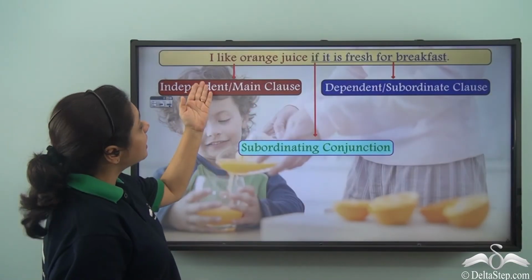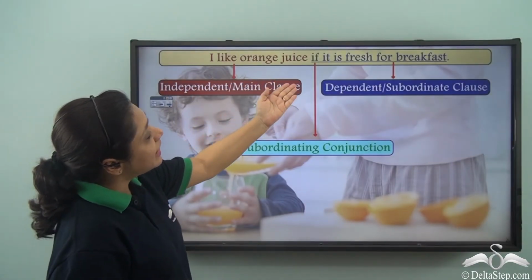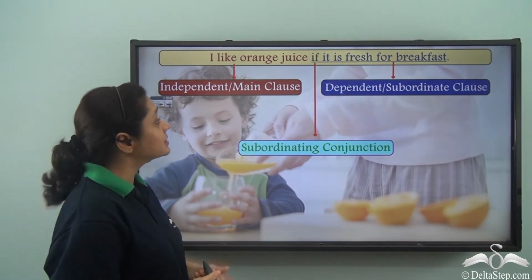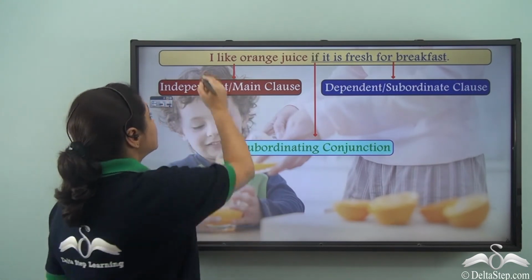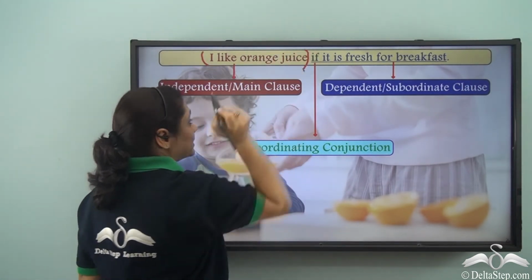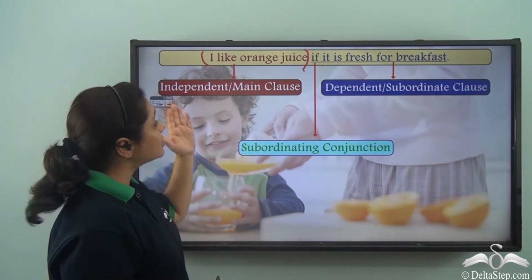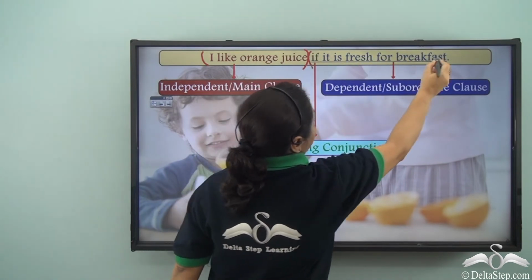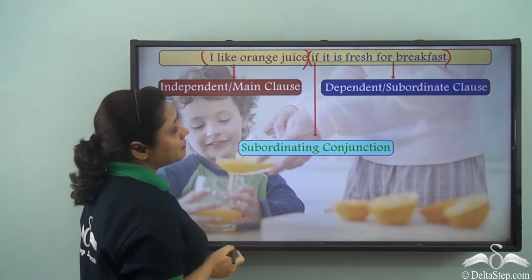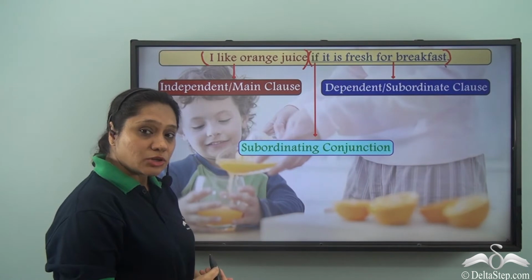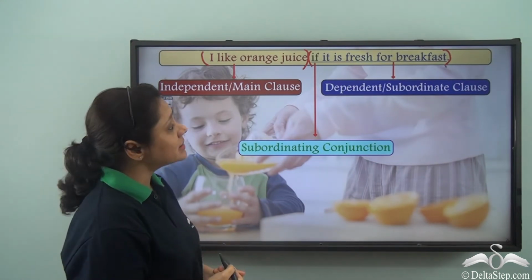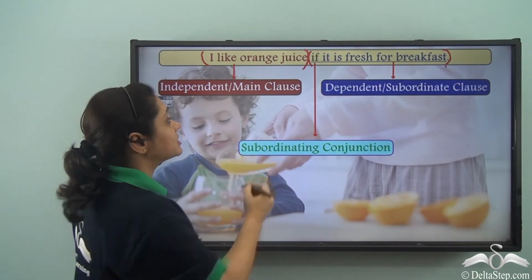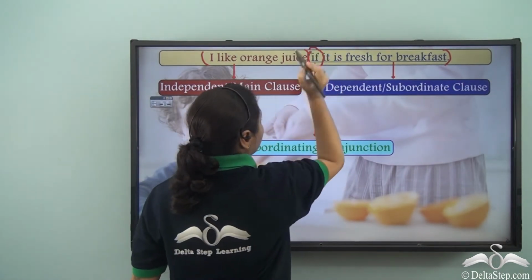So, this sentence, I like orange juice if it is fresh for breakfast, is made up of two clauses. I like orange juice is the independent or the main clause because it can stand on its own, and if it is fresh for breakfast is the dependent or the subordinate clause, and in this case our subordinate clause is starting with a subordinating conjunction, if.